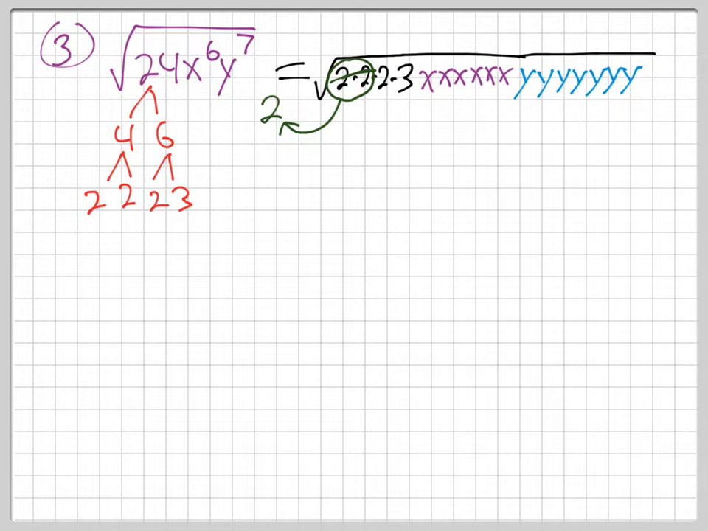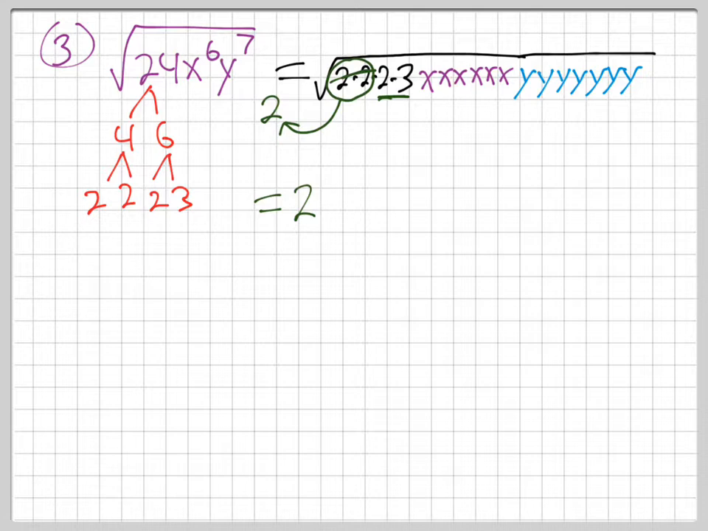Now, what about this 2 and 3 here? No. It's going to stay because there's not 2 more 2s. There's not 2 3s. So they just stay. They're going to make a 6 again on the inside, aren't they? And then you do the same thing with the X's, right?